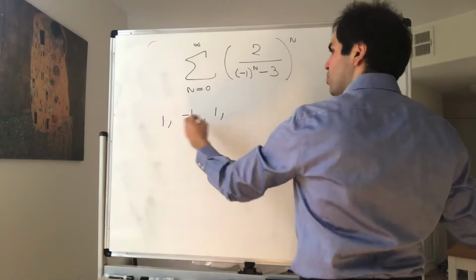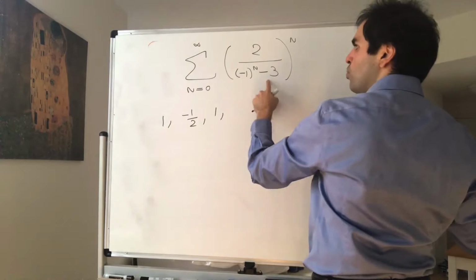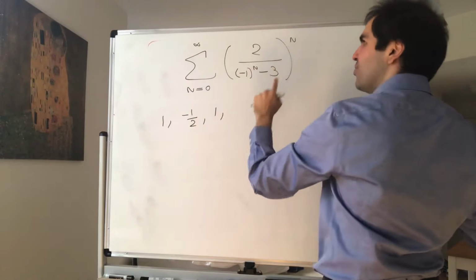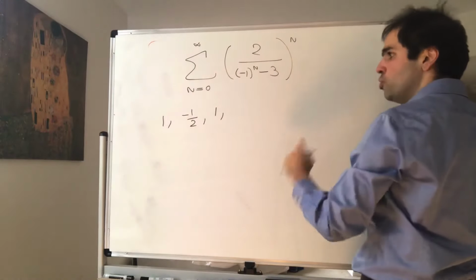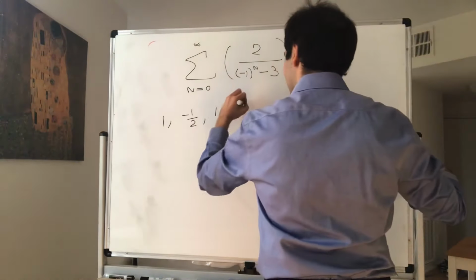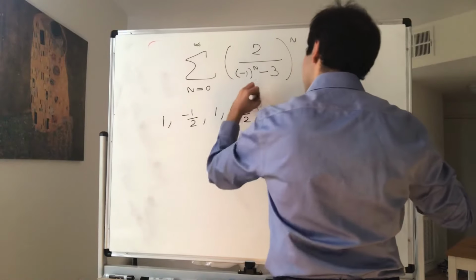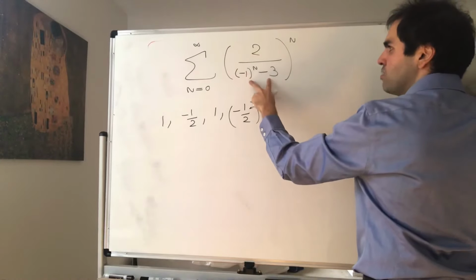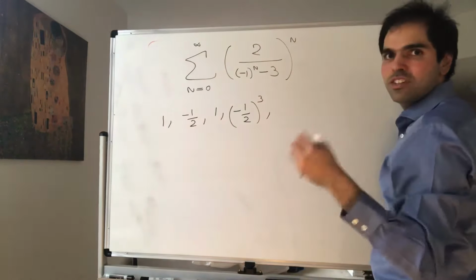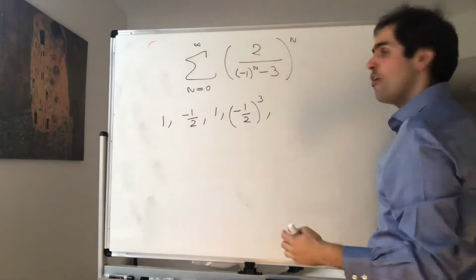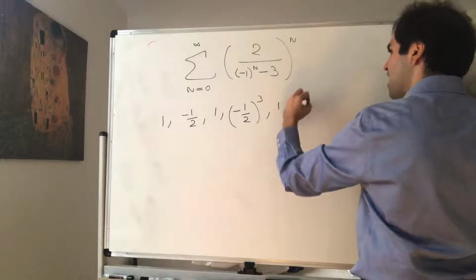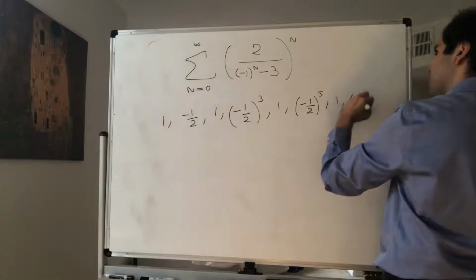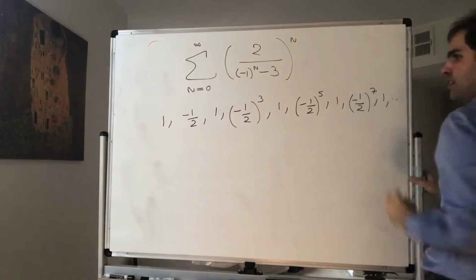For n equals 3, we get again minus 1 minus 3, it's minus 4. And then 2 over minus 4 is minus 1 half. Minus 1 half cubed becomes minus 1 eighth. And then for n equals 4, we again get 1 minus 3, that's minus 2. 2 over minus 2, that's minus 1. Minus 1 to the 4th power becomes 1. But notice there's a pattern. The next term is minus 1 half to the 5th power, then 1, then minus 1 half to the 7th power, then 1, and so on.